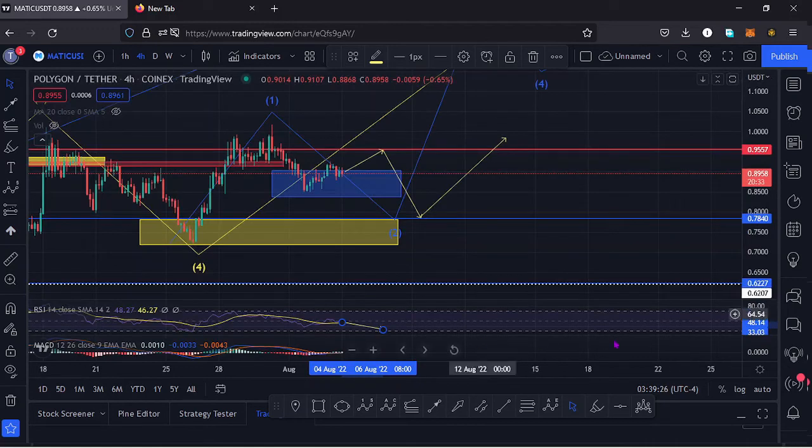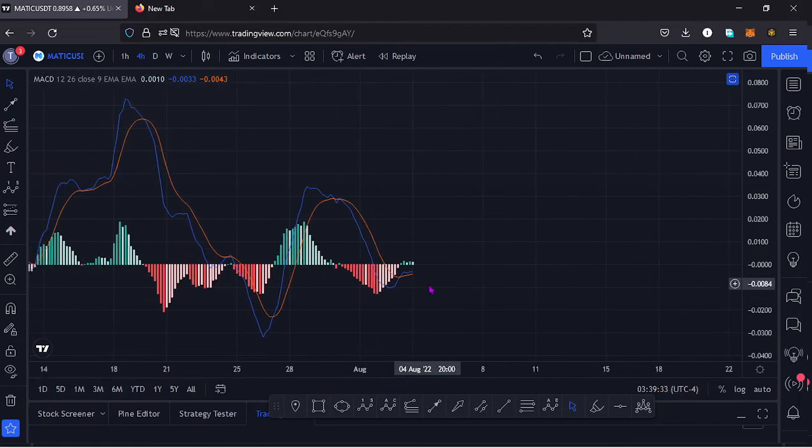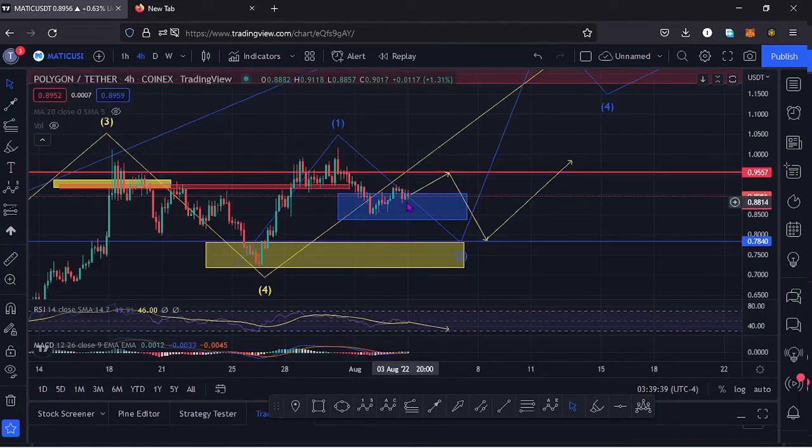If I also take a look at the MACD, here on the MACD we have printed a bullish cross, and that would mean higher prices could be coming our way, and it's possible that we might be able to break above this key area of resistance and even continue pushing higher and knocking higher prices. So let's be patient and see how that plays out, and I'll keep you updated.